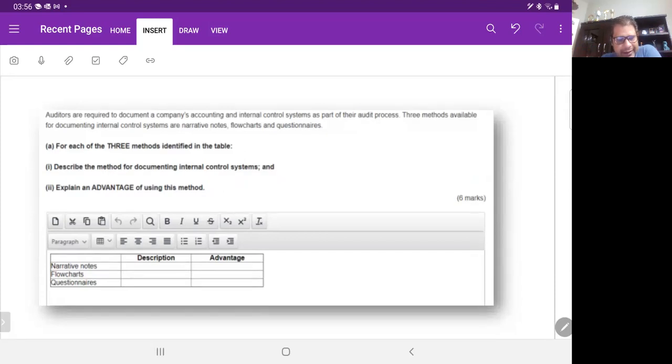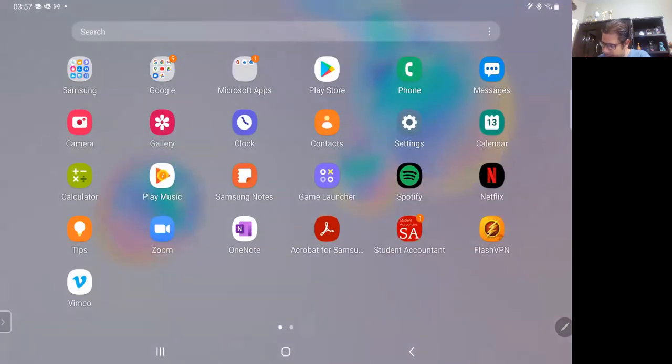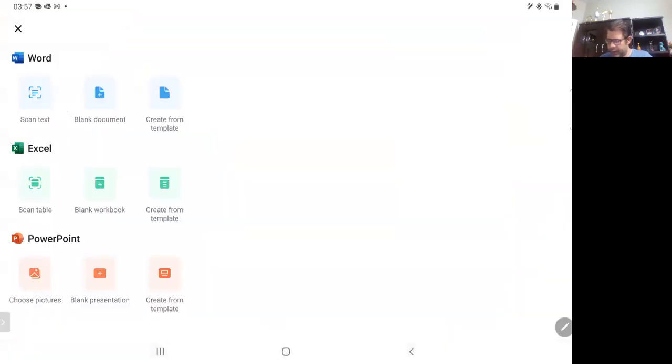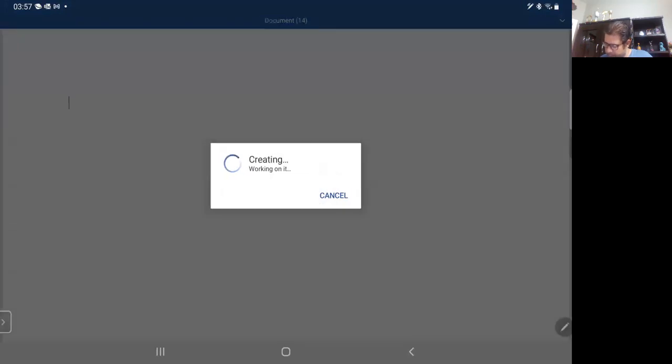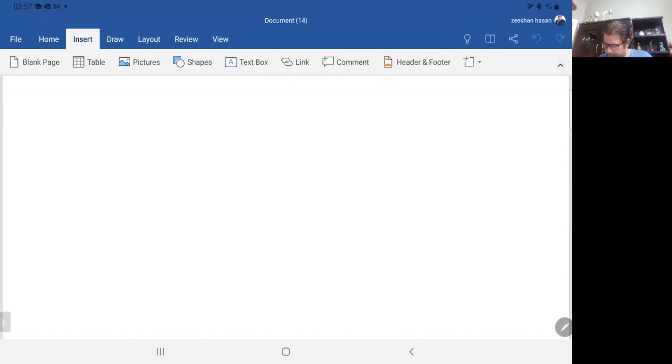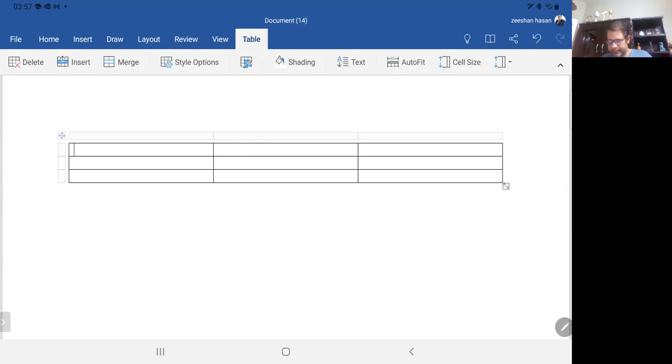Now, simply what we will do, we will move to our Word file and draft the answer. Here is our Word file and it's opening. Okay. Insert and here it is. Let me take my keyboard and here it is. Narrative notes. Here I will give the description heading, and in the next column, I will give the advantage heading.